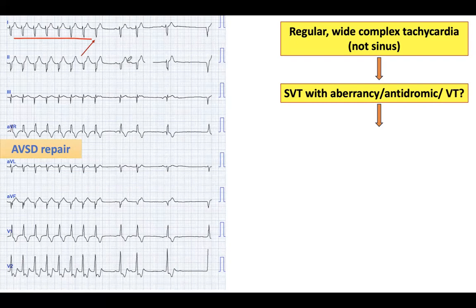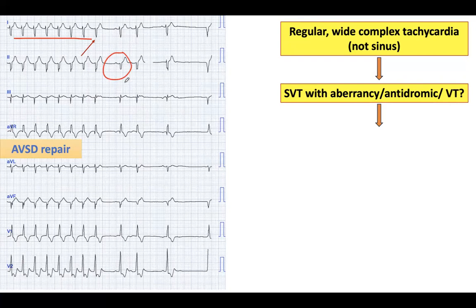Because you still have a wide complex tachycardia. Yeah, so the intrinsic QRS is already wide. It was not aberrantly conducted SVT because the intrinsic rhythm is already aberrantly conducted. Did you rule out antidromic SVT based on this ECG, or VT? I mean, yes, right? The QRS complex would be different. Yes, with antidromic SVT, the tachycardia QRS should be different than your sinus QRS.